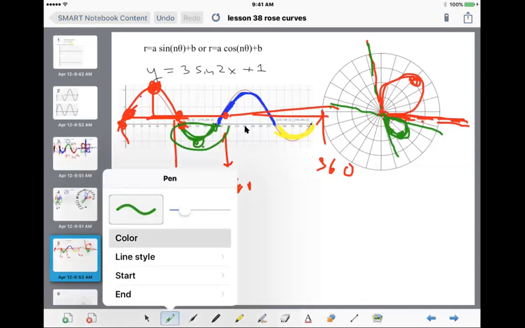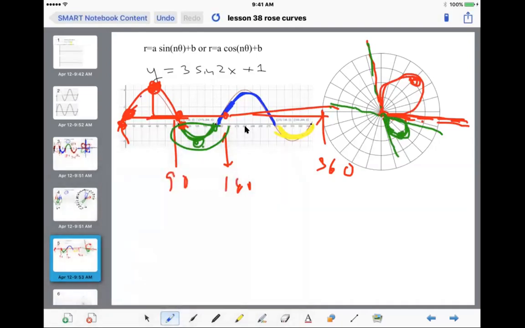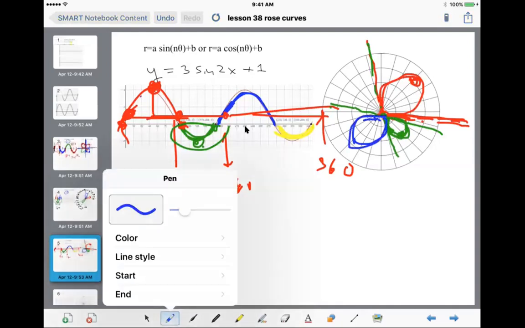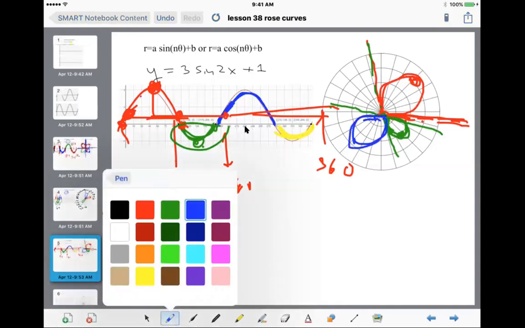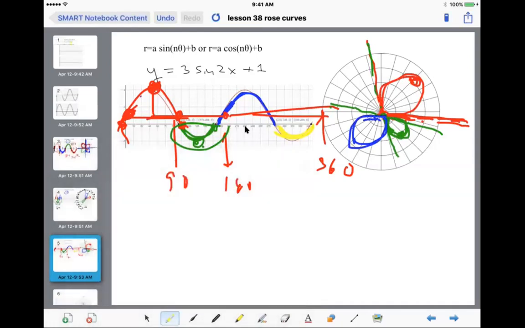The blue one is going to go something like that. And the yellow one is going to go like that in that other place. See, the yellow one's in quadrant 4 here, but because it's negative, it ends up getting flipped into quadrant 2. So we get this kind of weird looking butterfly looking thing.